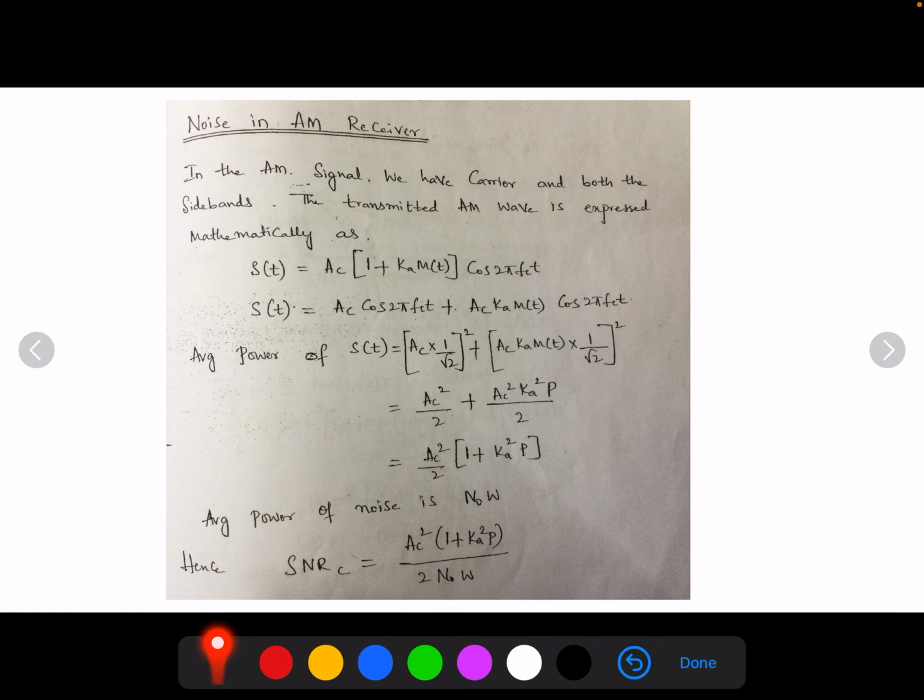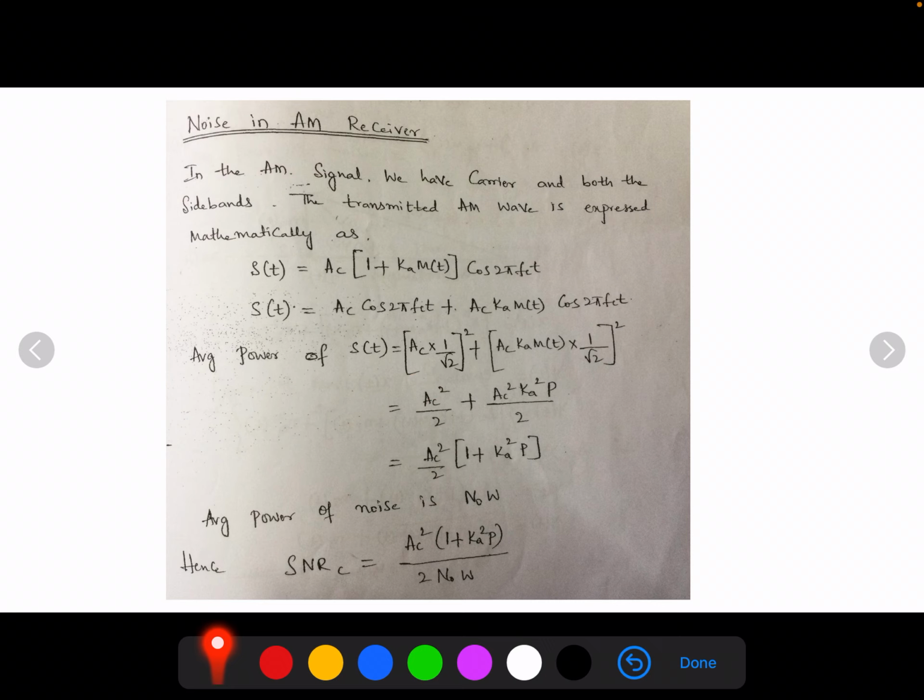As with the DSB-SC receiver, we perform the noise analysis of the AM receiver by first determining the channel signal to noise ratio and then the output signal to noise ratio. So this is the usual procedure we are following. The average power of the carrier component in the AM signal, we all know, is Ac by root 2, and when you take the square of it, it will be Ac square by 2.